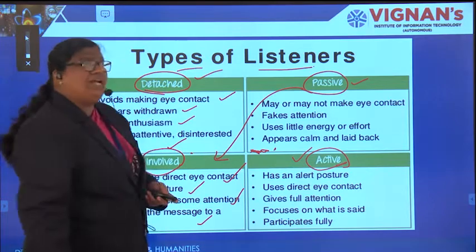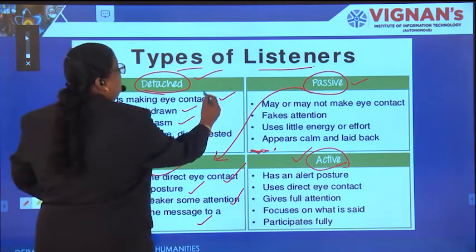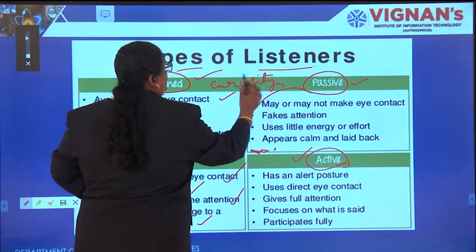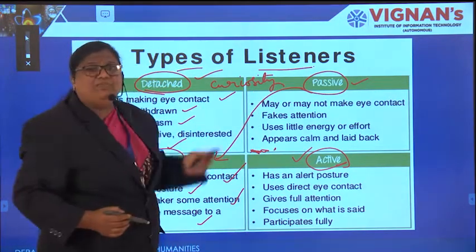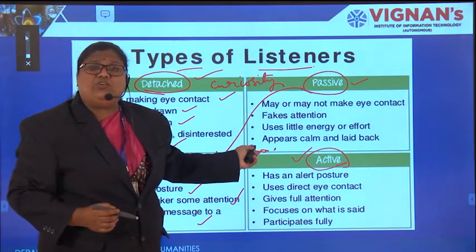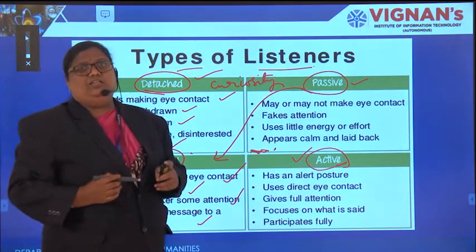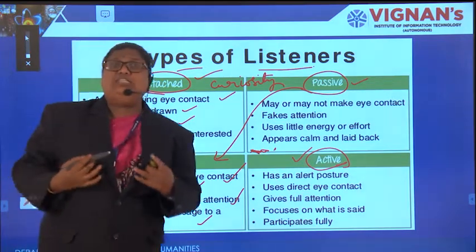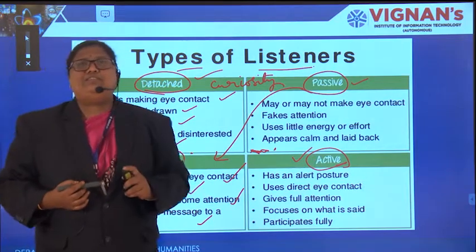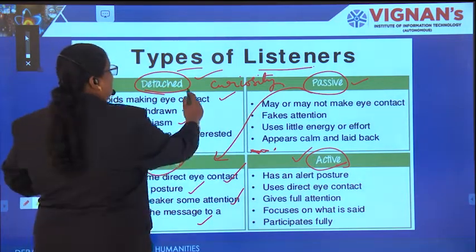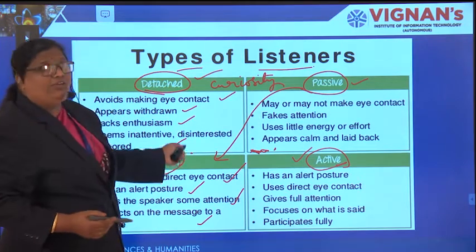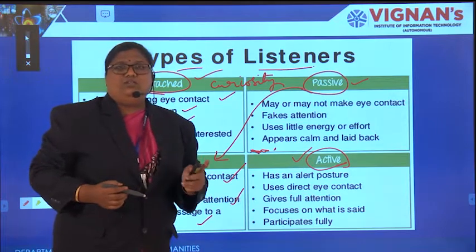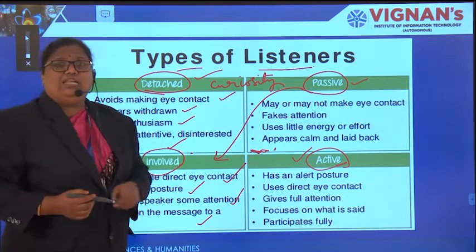And coming to detached listeners, for them there should be some curiosity, and based on the curiosity they will listen. If the activities are very interesting and if they feel that they'll enjoy that activity, then that kind of listeners will become passive listeners, henceforth become involved, and then come into the category of active listeners. So these are the 4 types of listeners.